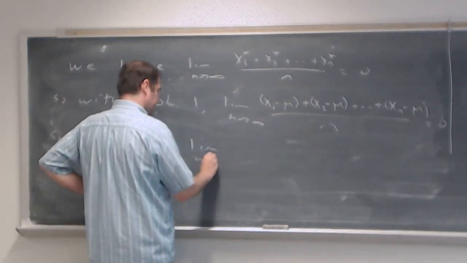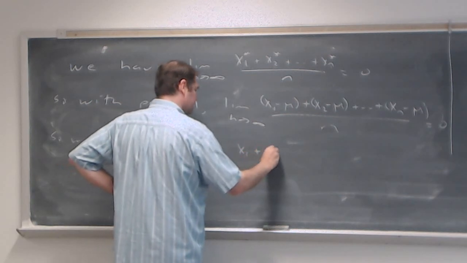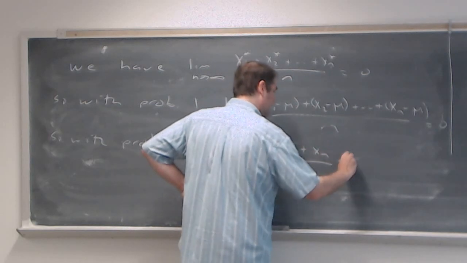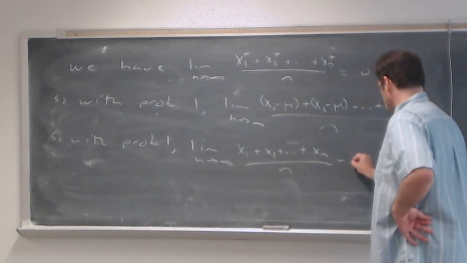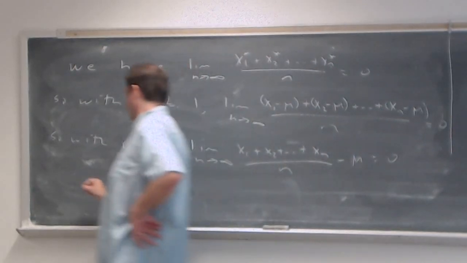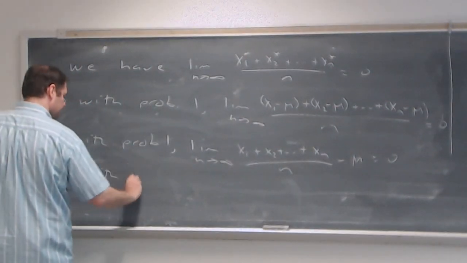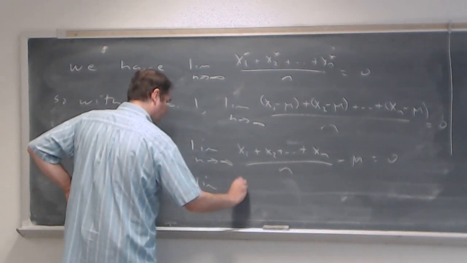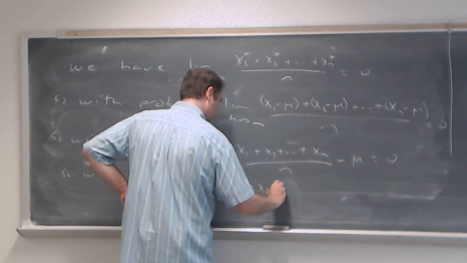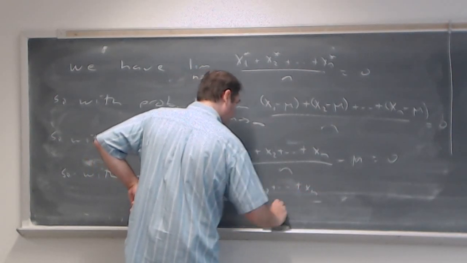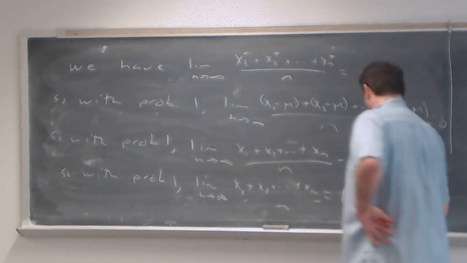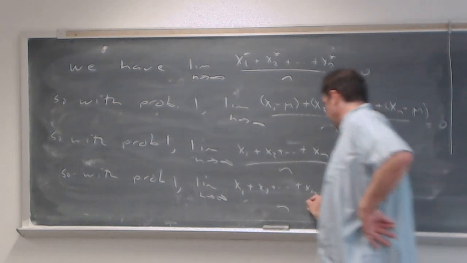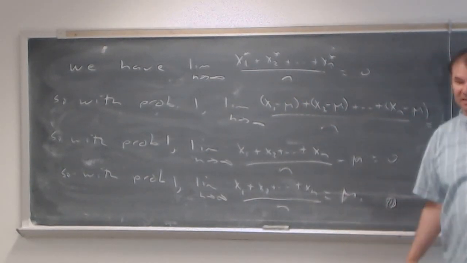That says, with probability 1, the limit as n goes to infinity of X_1 plus X_2 plus ... plus X_n over n, minus n mu over n, which is just mu, equals 0. So with probability 1, the limit as n goes to infinity of X_1 plus X_2 plus ... plus X_n over n equals mu. And in all cases, we got the desired result. So that concludes the proof of the theorem.